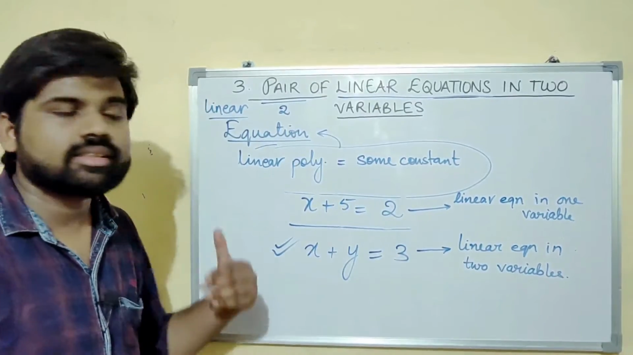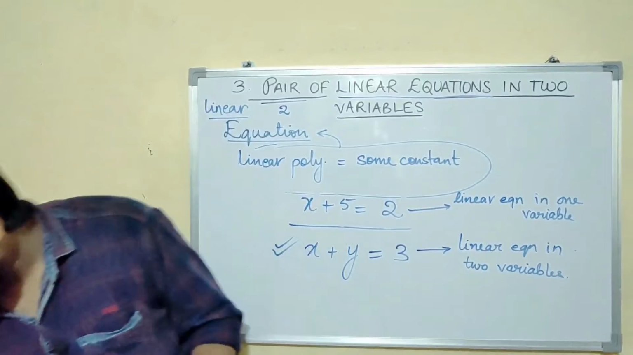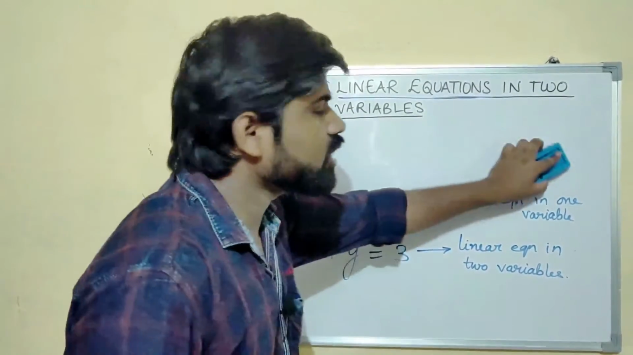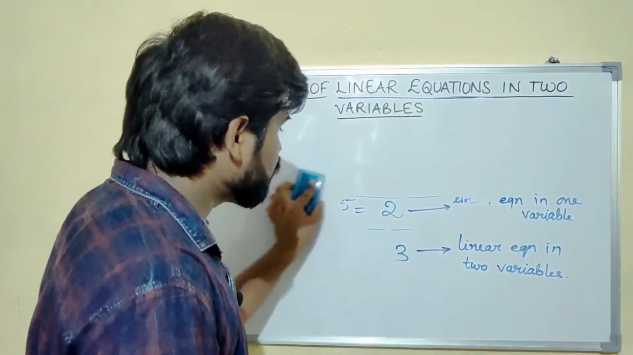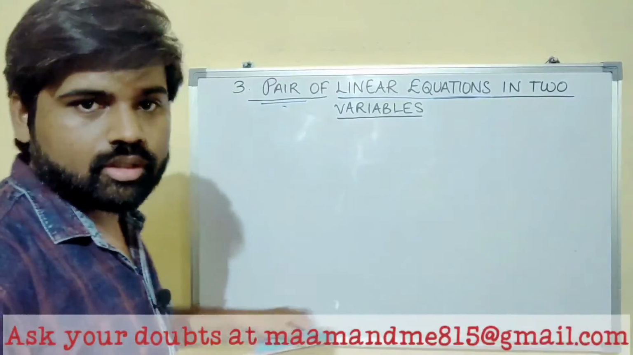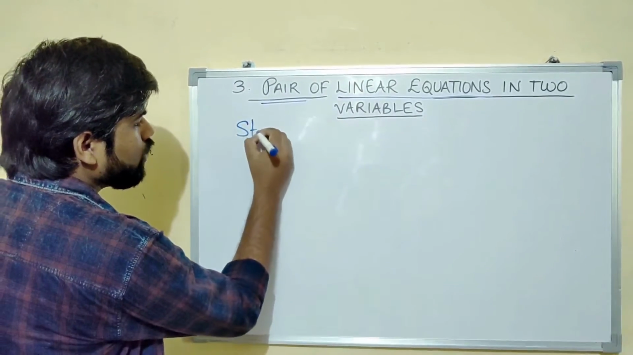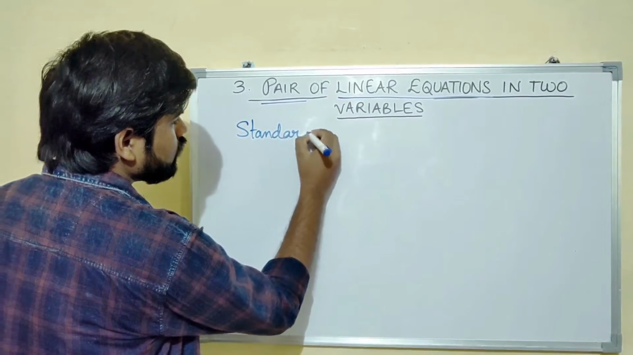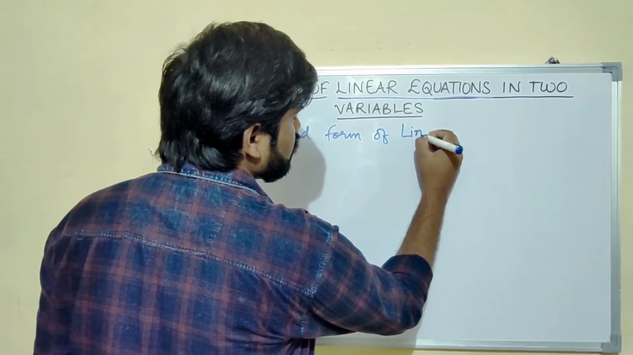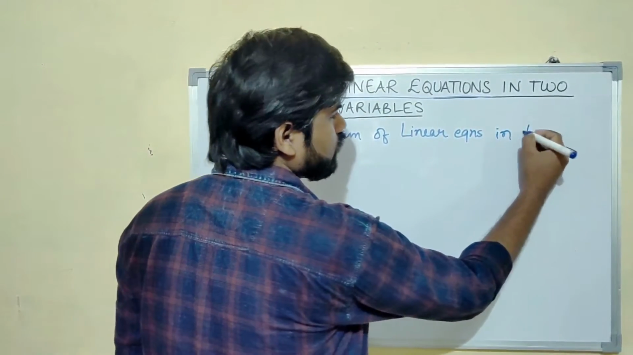Now let us see the standard form of the linear equation in two variables. For that, let me just rub it. Now it's a very simple chapter but a lengthy one, okay? So study well, and if you have any doubt you can ask us. You know how to ask the doubts, right? So we are going to study now the standard form of linear equations in two variables.